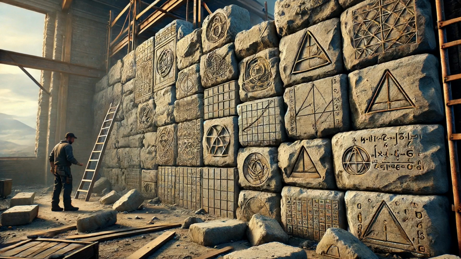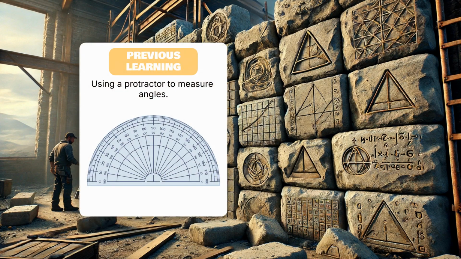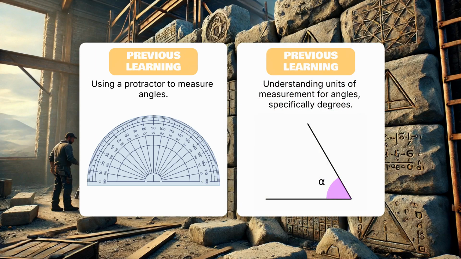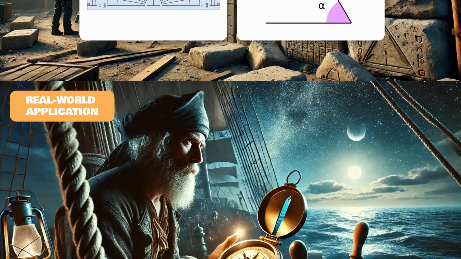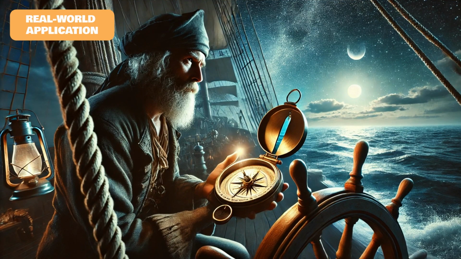In our previous lessons, we've laid a strong foundation by learning to measure angles effectively. We have learned how to use a protractor to measure angles. And we have also discussed units of measurement for angles, specifically degrees. With this solid understanding of angle measurement, we can now introduce the concept of bearings and compasses.